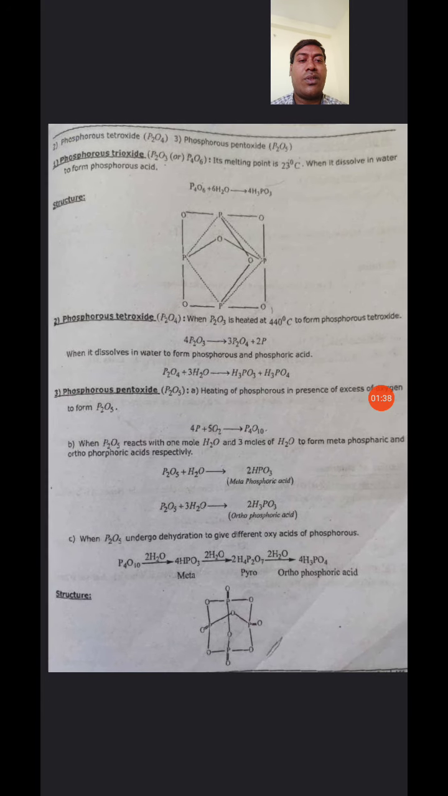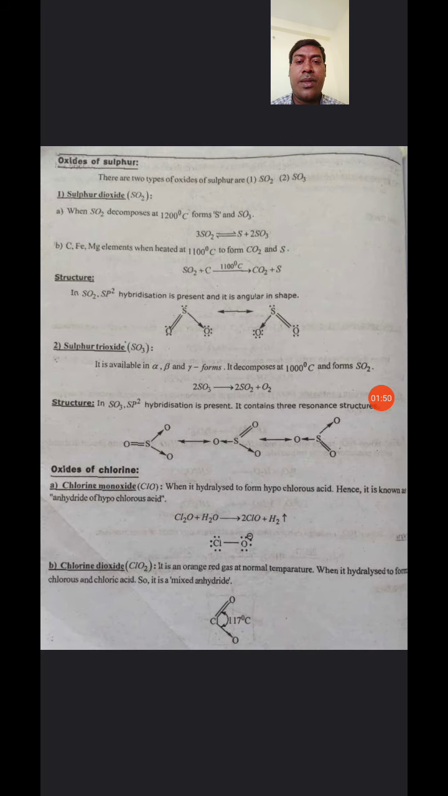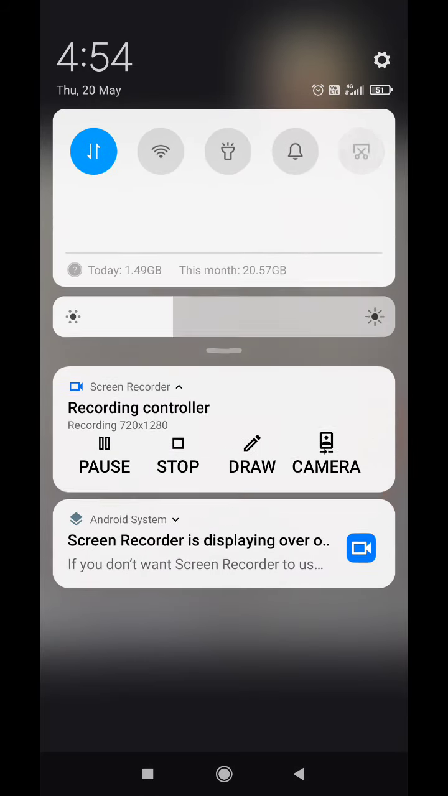And next, oxides of phosphorus. Generally, phosphorus reacts with oxygen and forms different types of oxides. They are phosphorus trioxide, phosphorus tetroxide, and phosphorus pentoxide. So in today's class, we are discussing oxides of sulfur.